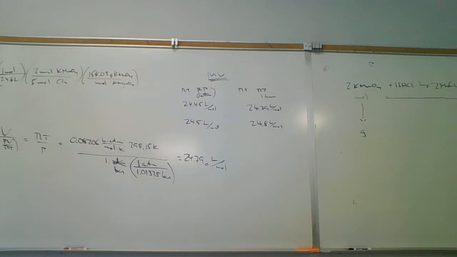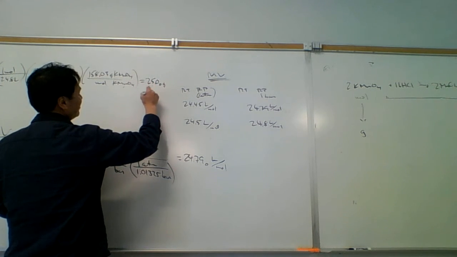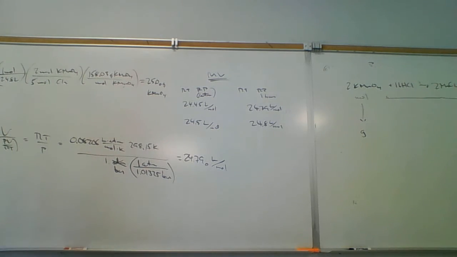So the units should work out. 9.81 divided by 24.8, times 2 divided by 5, times 158.03, 25.00. 25.00 grams of KMnO4 are required to produce that much chlorine at this temperature and pressure.